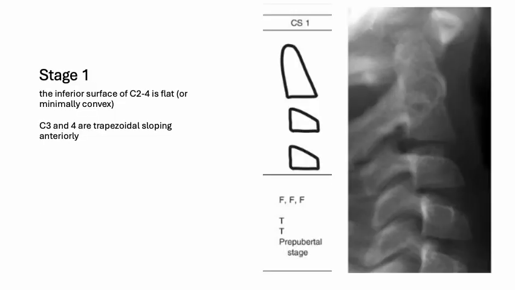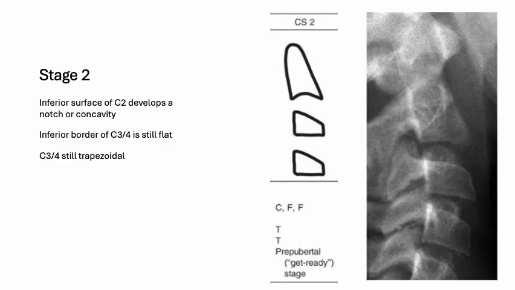So we'll just go through some specific examples of each stage now. Stage 1 is defined, as I said, by the inferior surface of C2, 3, and 4 being flat or sometimes minimally convex. And then C3 and 4 are trapezoidal, sloping anteriorly. So here's an example of that. And as I mentioned, you can see the uncinate processes, and C3 and 4 are sticking up much higher than the superior surface, the superior end plate of the vertebral body.